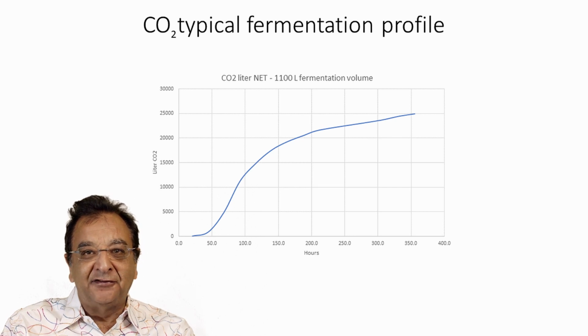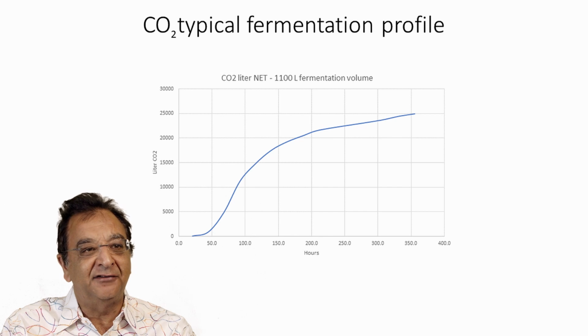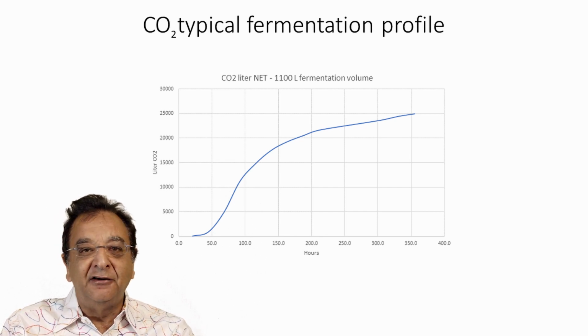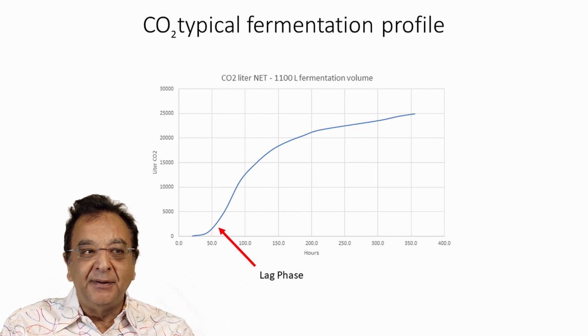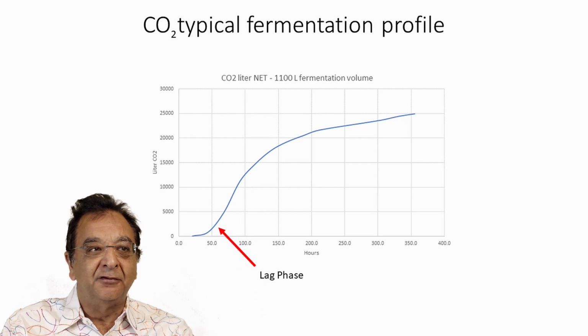On the x-axis, you see hours. This fermentation ran about, I don't know, 10, 11 days, something like that. And on the y-axis, we have the liters of CO2 that were evolved. You see in the beginning, we have the lag phase. Here the yeasts are still growing. There's not much activity going on in terms of CO2.